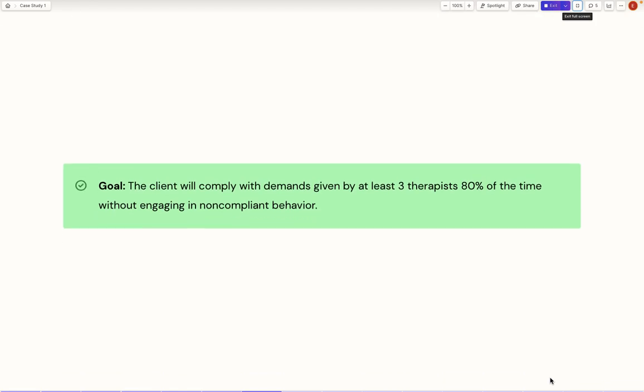The goal of the intervention was for the client to comply with demands given by at least 3 therapists, so strictly in a clinical setting, 80% of the time without engaging in any form of noncompliant behavior.